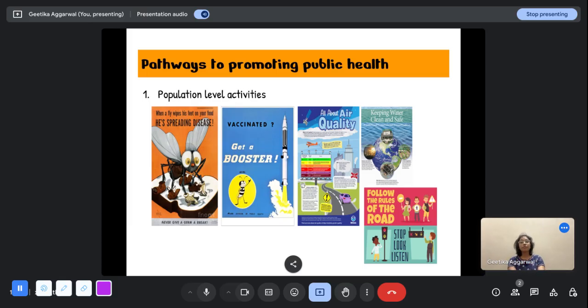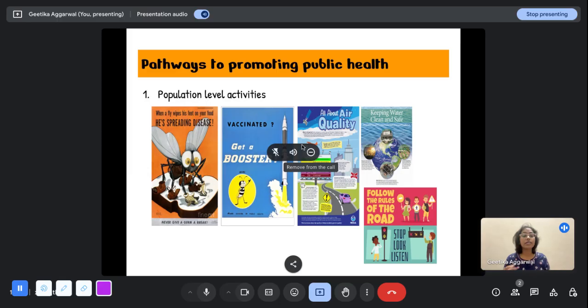Now let's see what different pathways can be taken to promote public health. Number one, there could be population level activities. So in population level activities, some things are like trying to maintain a good air quality index and a good water quality index in that particular area, trying to vaccinate all the children and adults in that area against all the majorly spreading diseases, and trying to take care of safety rules, whether they're on the road or in general in the workplace, different hazards people might face.